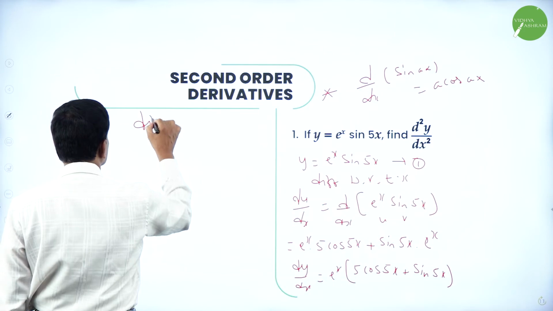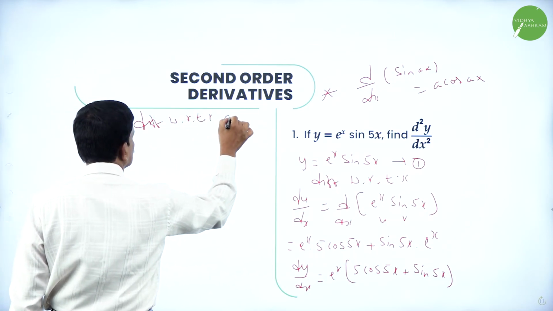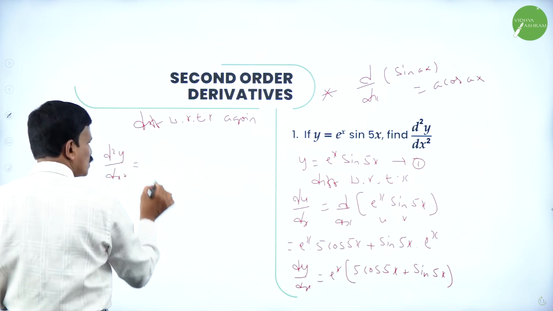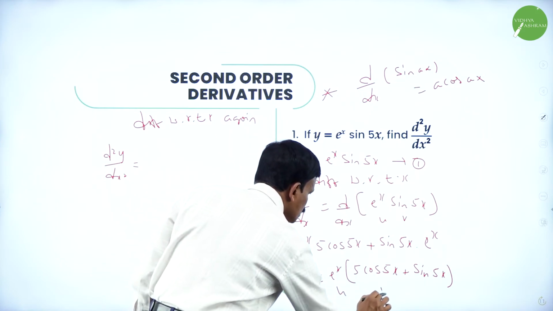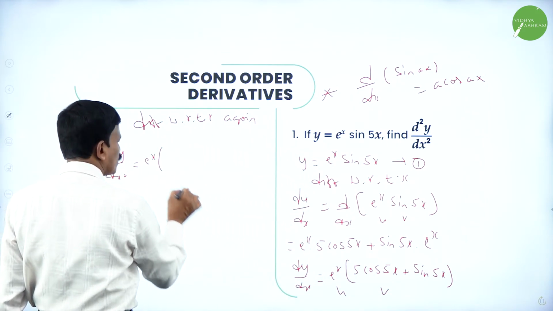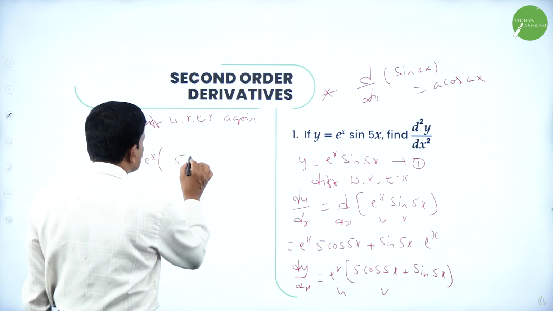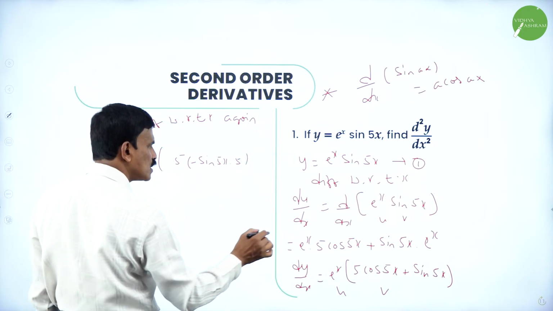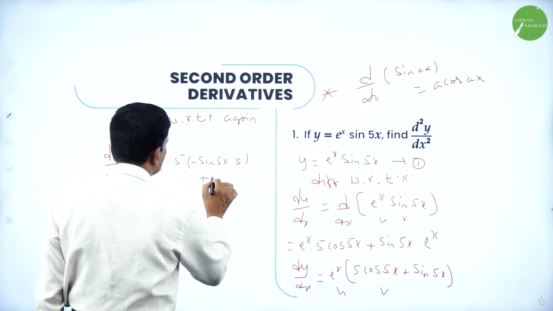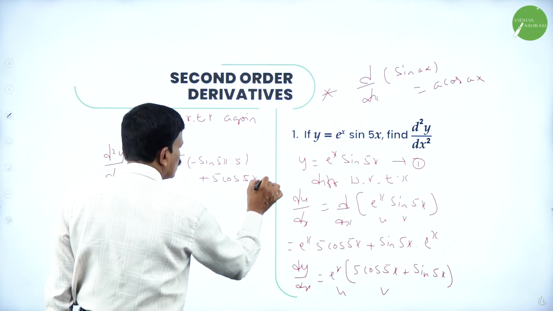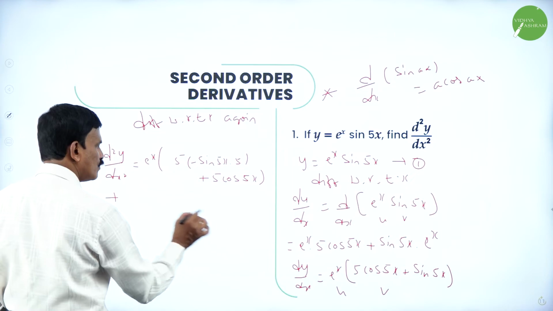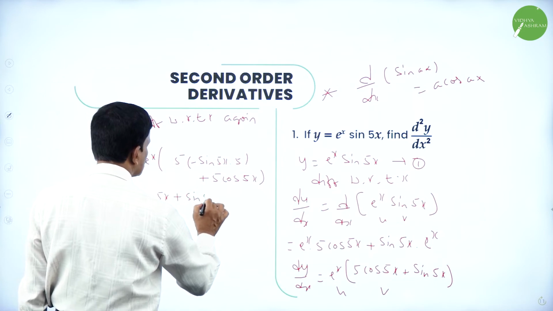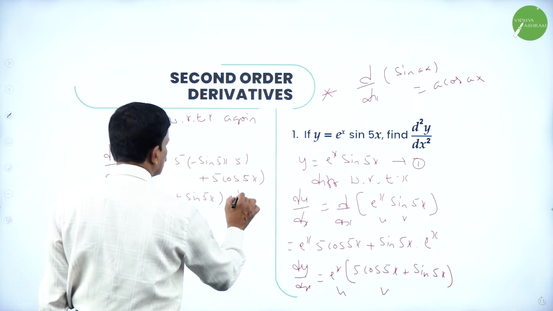Differentiating with respect to x. Again, what we will get, d square y by dx square is equal to, again UV method, first function u, second function is this: e power x into differentiation of cos 5x is minus sine 5x into 5 sine 5x plus differentiation of sine 5x is 5 cos 5x, plus second function 5 cos 5x plus sine 5x as it is, and differentiation of e power x is e power x.